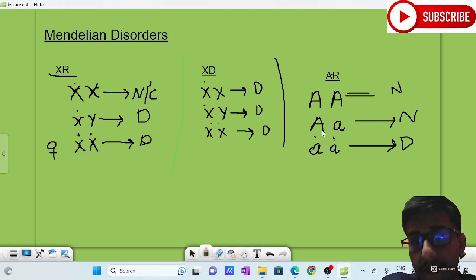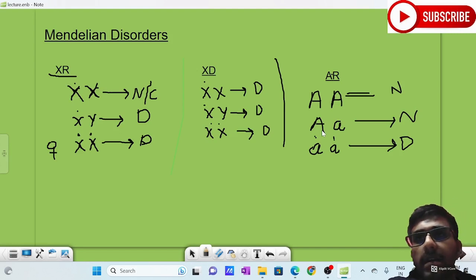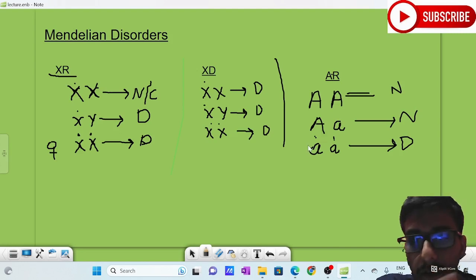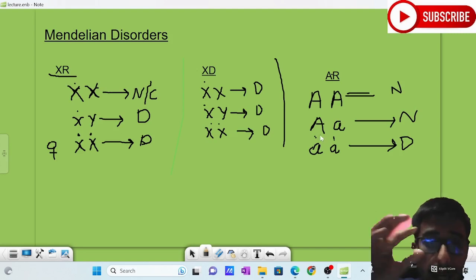So I will say it once more. The examples of the autosomal recessive diseases are sickle cell anemia, thalassemia, albinism, xeroderma pigmentosum, cystic fibrosis, also phenylketonuria. Phenylketonuria is mentioned in your textbook, thalassemia is mentioned, sickle cell anemia is also mentioned. This is the case of autosomal recessive disease. While we are analyzing the pedigree, if we are doing questions in pedigree, you will understand it more deeply.